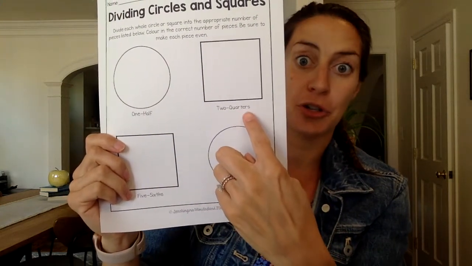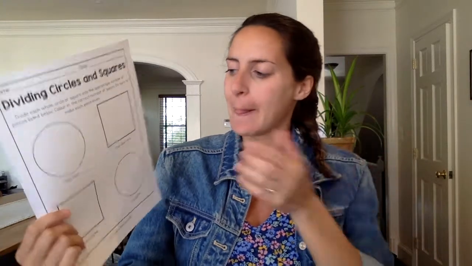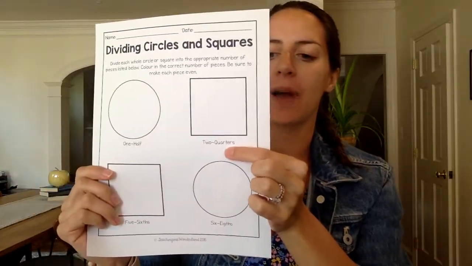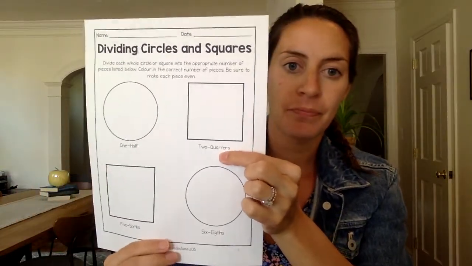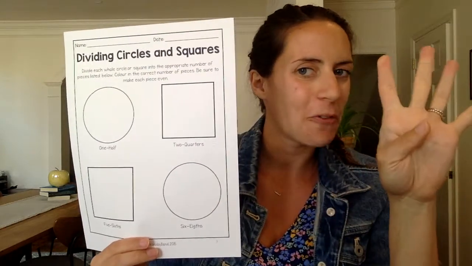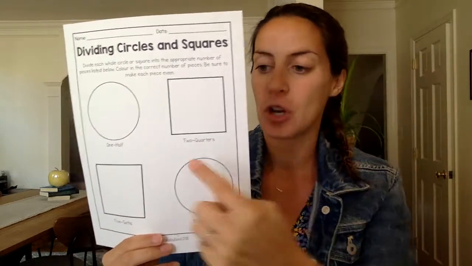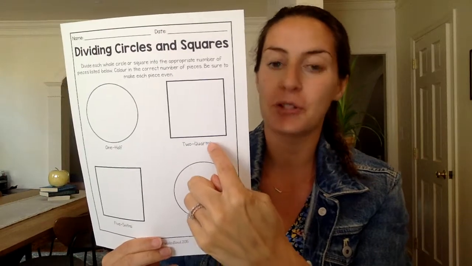So let's start out with this one. I'll model the 2/4 for you. 2/4 is the same as 2 quarters. Quarters and fourths people use interchangeably, meaning they mean the same thing. So we need to break it into how many parts? 4. Quarters means fourths. So we must break our shape into fourths. I'm going to underline that word, quarters, to know that I need to break it into fourths.